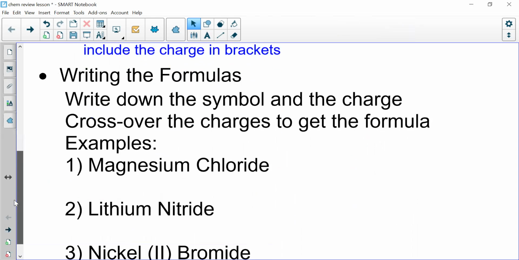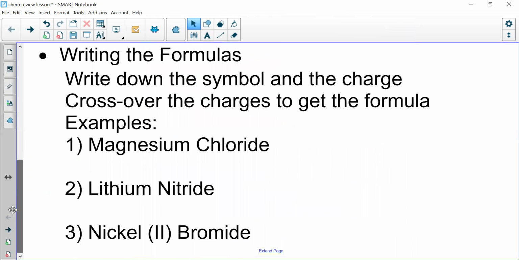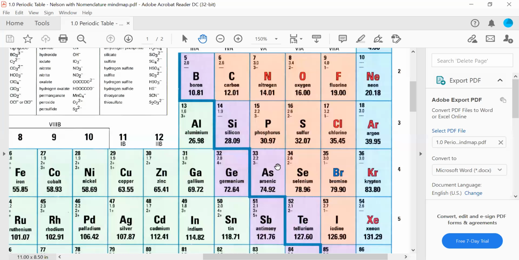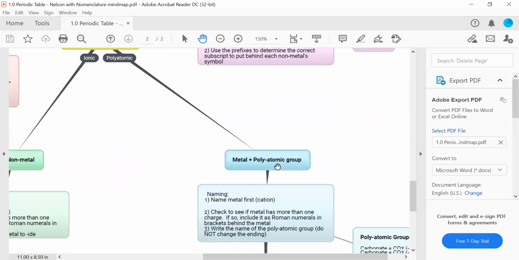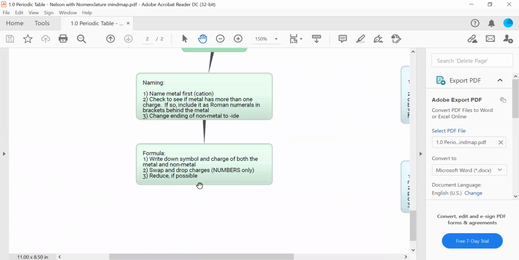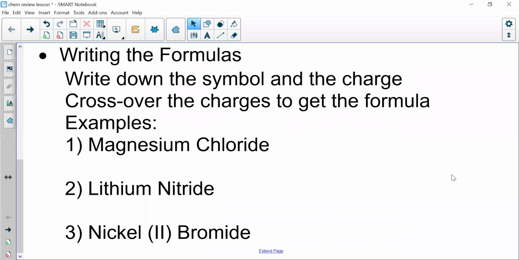All right, now we're moving to the opposite. Write the formulas. So if it's an ionic compound, you write down the symbol and the charge for the metal and non-metal, do the swap and drop. Remember to reduce if necessary. So again, that's on the back of your periodic table here. I go back to my ionic section, write down the symbol and charge of the metal and non-metal, swap and drop, reduce if possible. Okay, so my first one is magnesium chloride. What's the symbol and charge for magnesium?